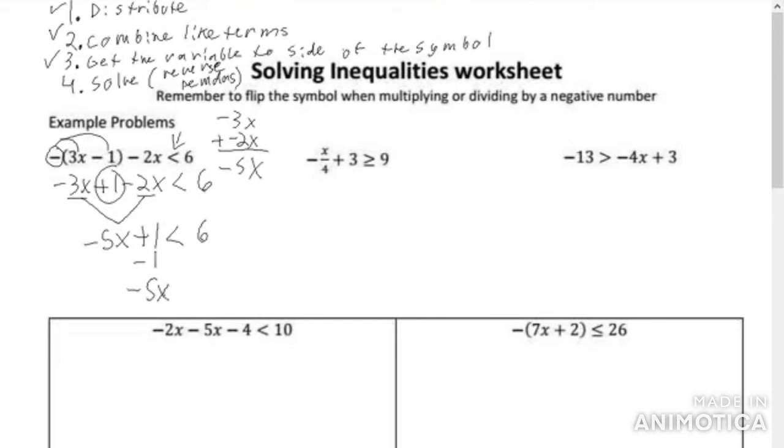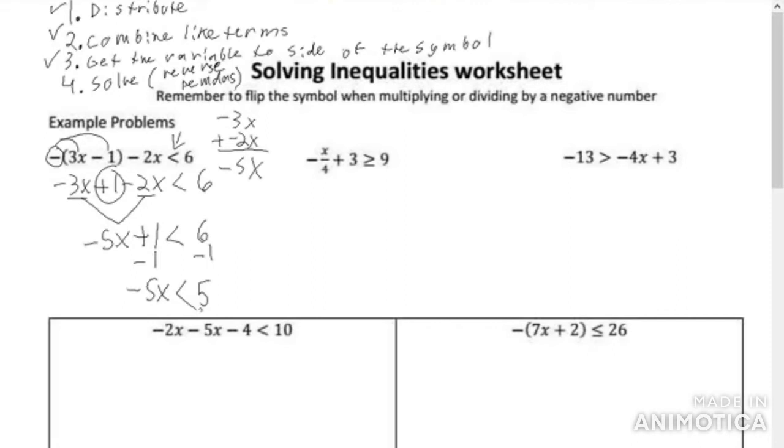Now, what I do to one side, I have to do to the other. So I'm going to take my 6 and I'm going to subtract 1 from it. 6 minus 1 is going to give me 5. Let me write that a little better. So now I have, let's rewrite our symbol. So now I have negative 5x less than 5.